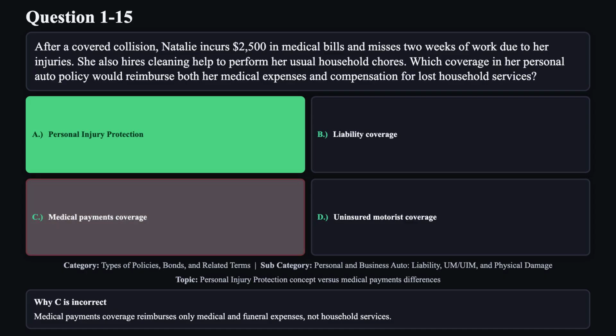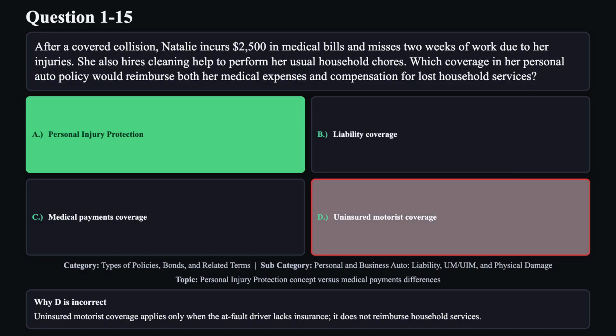Reason C is not correct. Medical payments coverage reimburses only medical and funeral expenses, not household services. Reason D is not correct. Uninsured motorist coverage applies only when the at-fault driver lacks insurance. It does not reimburse household services.